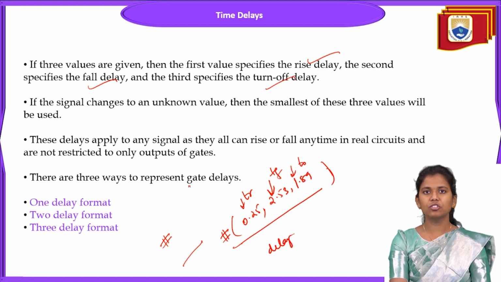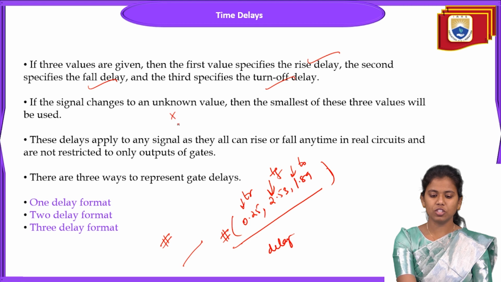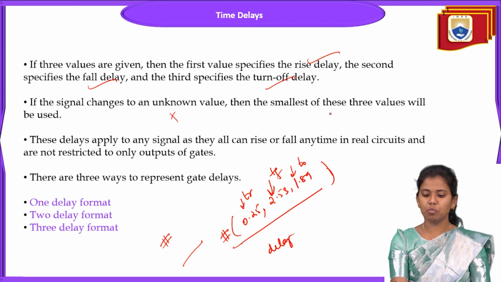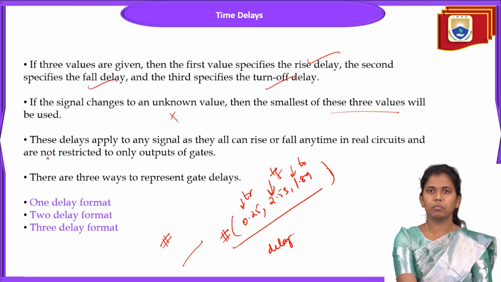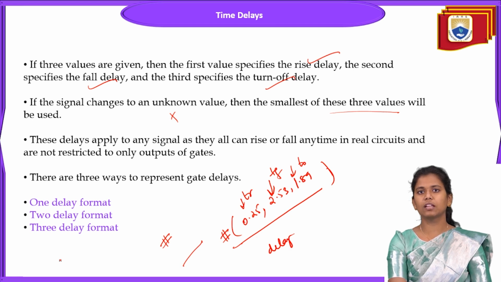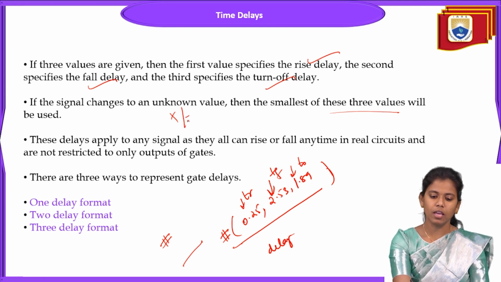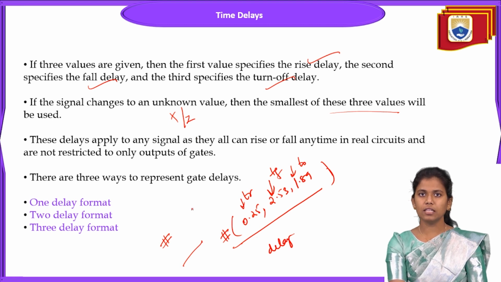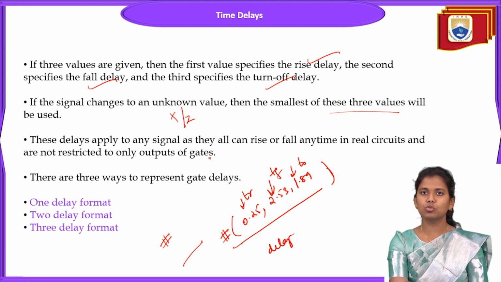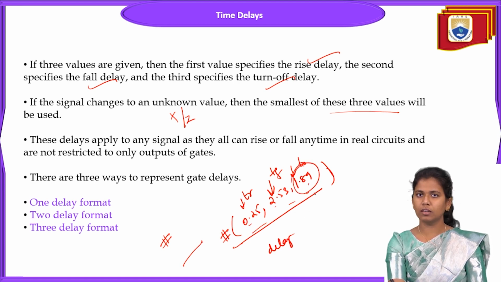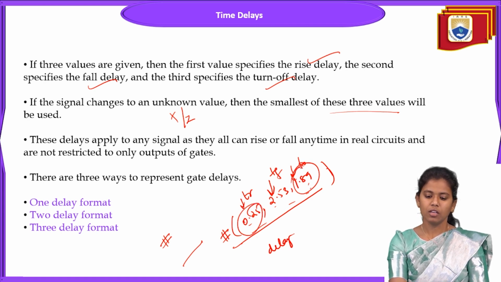And then if the signal changes to an unknown value, the smallest of these three values can be used. So if the signal changes to unknown values, or to high impedance values, in such cases the smallest of the three values can be considered. Here the smallest of the three numbers is 0.25, so 0.25 can be considered.